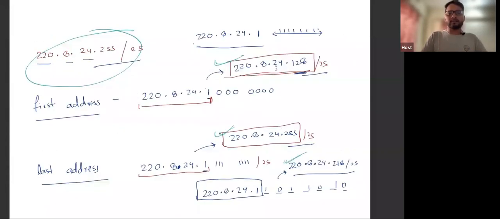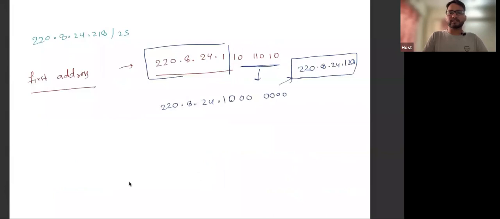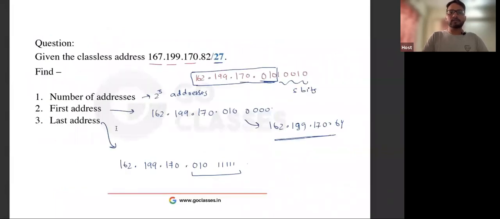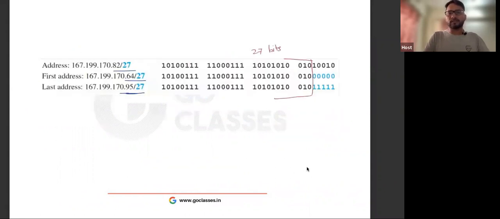So for these questions, the first address and last address you can find out, right? Now suppose I need to find the number of addresses, how will you find it? You will say this is /27, so 27 bits are fixed. How many bits can you change? 5 bits, which means 2 power 5 addresses are possible. Then you can find the first address and the last address also.